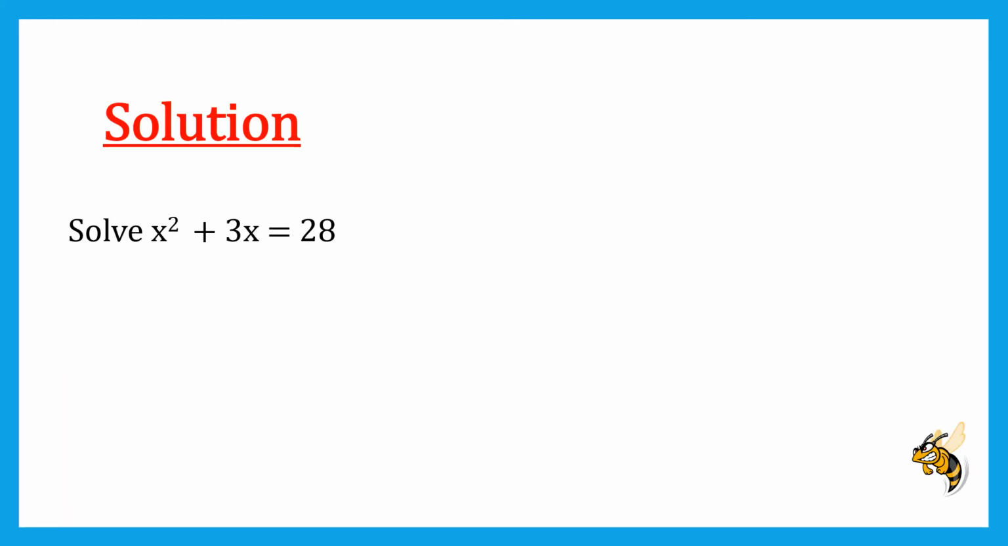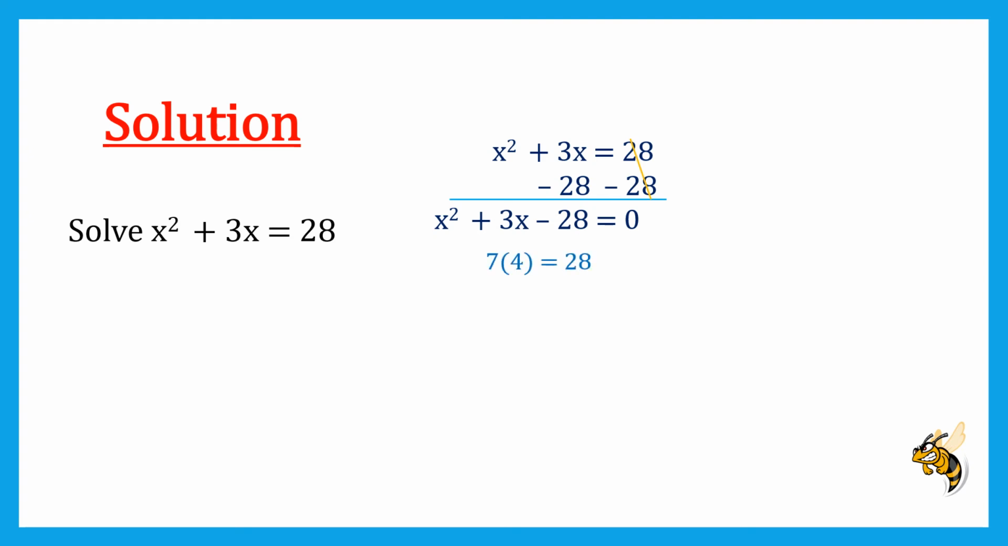Solution. Solve x squared plus 3x equals 28. We realize that is not equal to 0, so we have to make it equal to 0 by subtracting 28 from both sides. So x squared plus 3x minus 28 is equal to 0. We need to factor. Now that it is equal to 0, I want to know what two numbers multiply to give me 28, but if I subtract them, I get 3. And those two numbers are 7 and 4. So 7 times 4 is equal to 28, and 7 minus 4 is equal to 3.